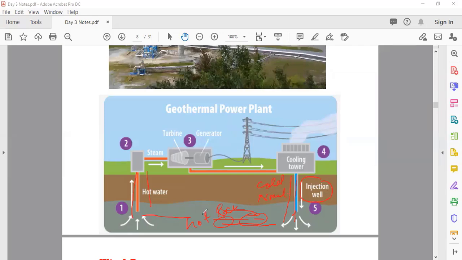When this water comes on the hot rocks, it becomes superheated because hot rocks have very high temperature. So when this cold water becomes hot, it converts into steam, and that steam goes up here in number 2. Then this steam with high pressure falls on the turbine, and the turbine starts to rotate. The turbine is fitted with the generator coil, which starts to rotate and produce electricity, which can be supplied to the homes and the industries.